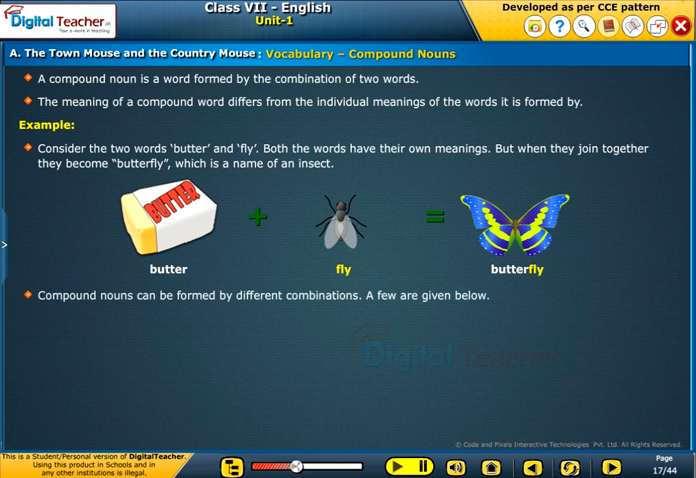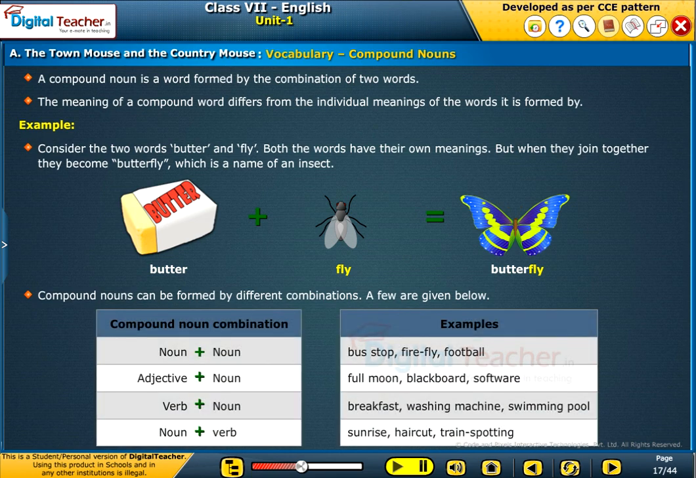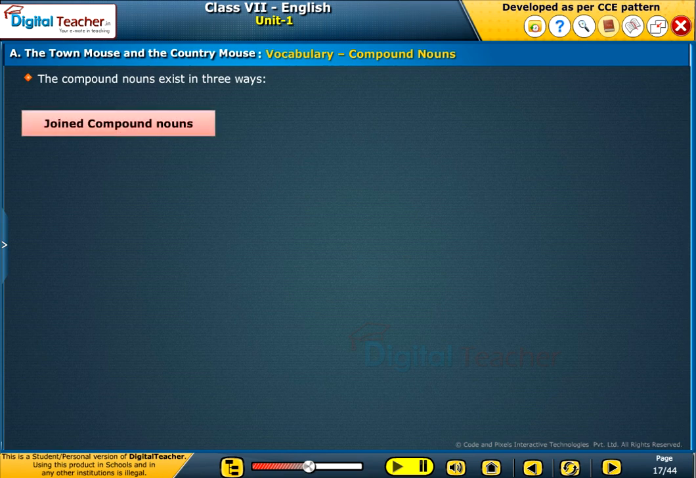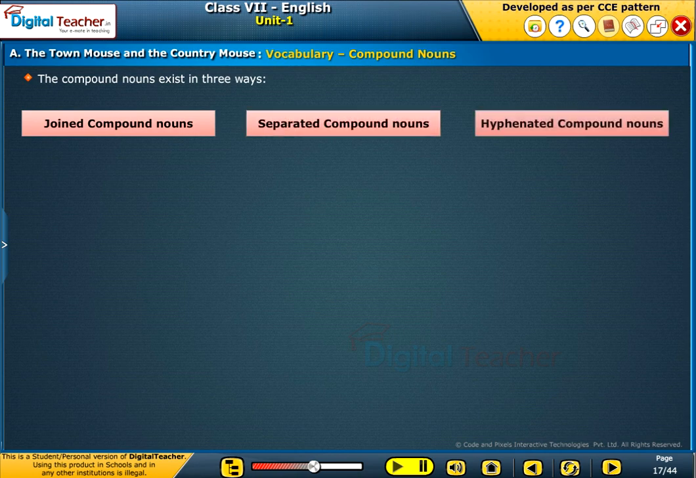Compound nouns can be formed by different combinations. A few are given below. The compound noun exists in three ways: joined compound nouns, separated compound nouns, and hyphenated compound nouns.